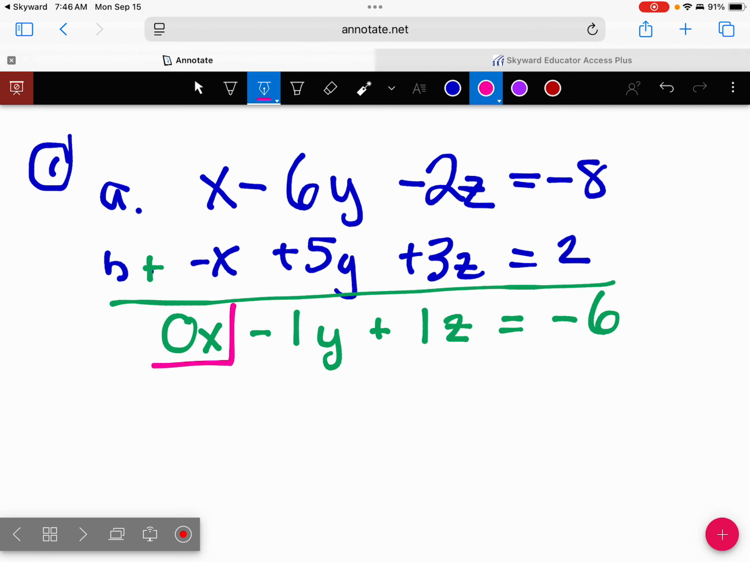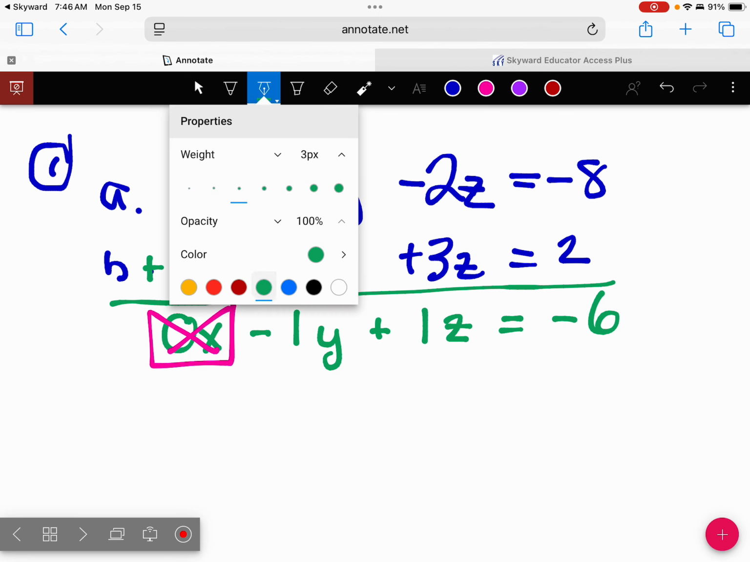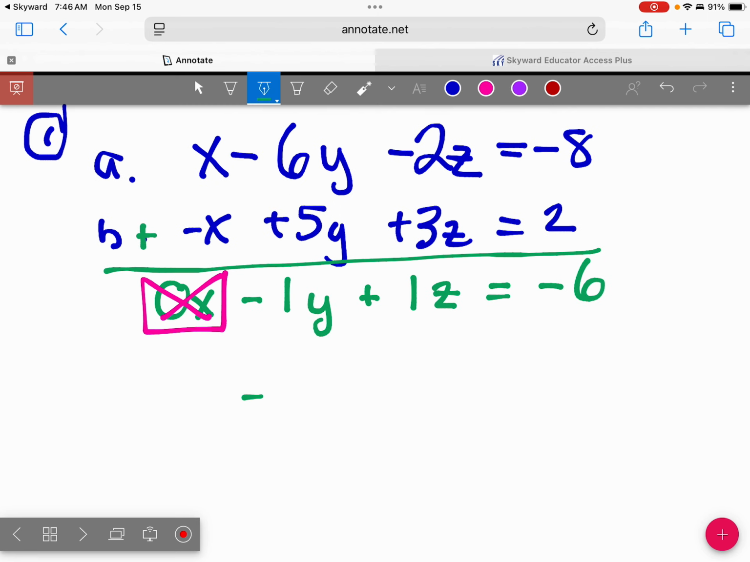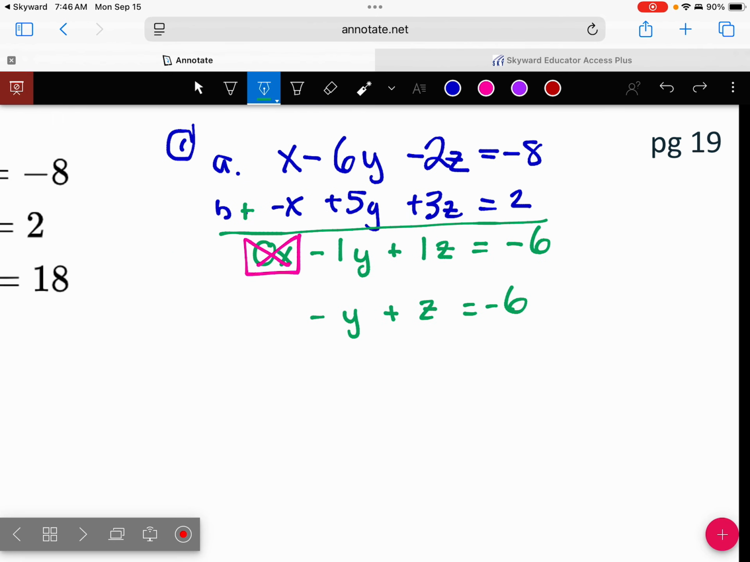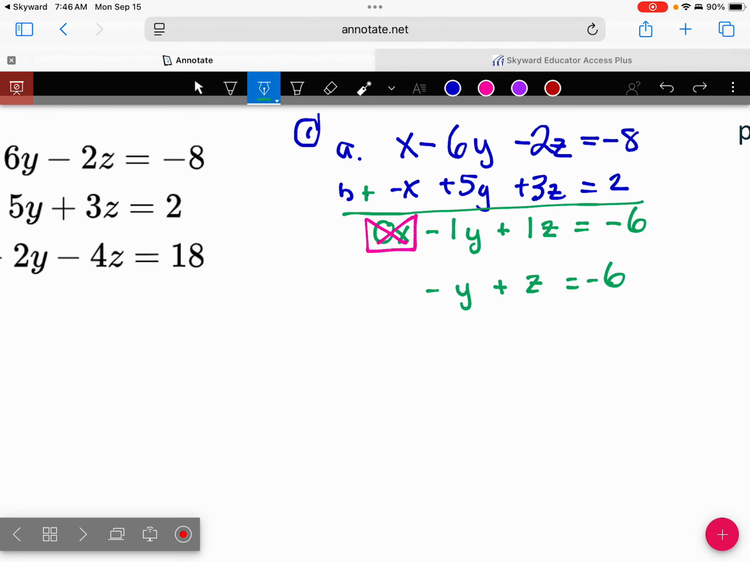So the whole point is that these x's canceled out and we got rid of one of our variables. So we're left with minus 1y, or just minus y, depending on how you like to put it, and our plus 1z, or just plus z, equals negative 6. If it helps you to have the ones, have them. If it does not help you, don't have them. It genuinely makes no difference. That gives us our first equation where we eliminated out our x's.